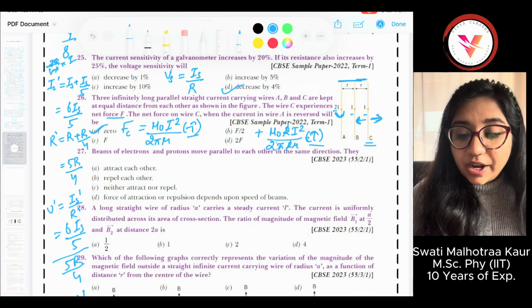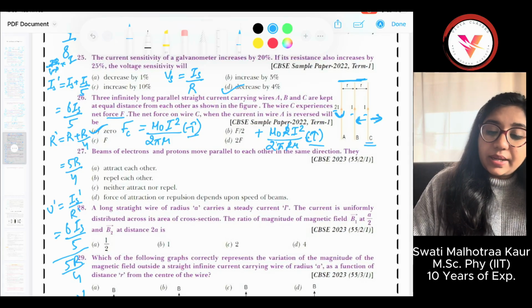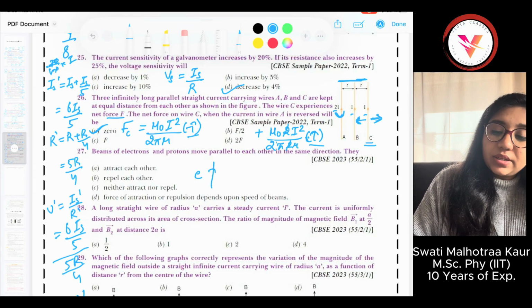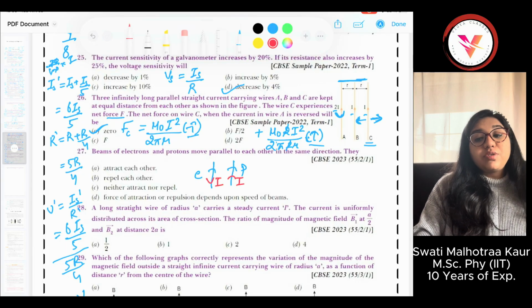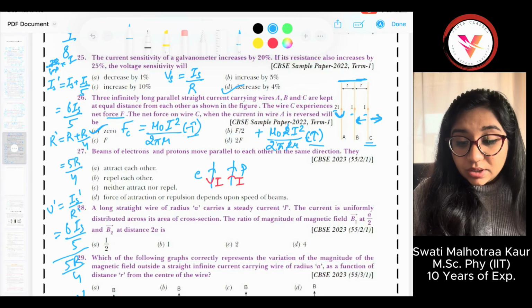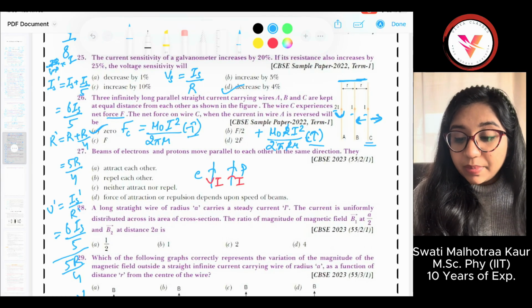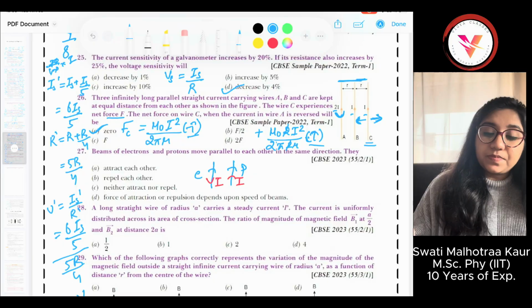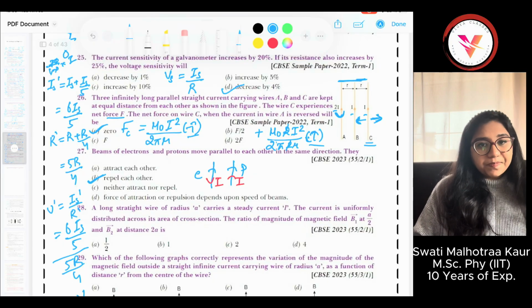Okay. A beam of electrons and protons move parallel to each other in the same direction. Electrons are moving this way, protons are moving this way. So the current is moving in this direction, I, and here the current is moving in this direction. So the currents are anti-parallel, they repel each other. They attract, they repel, neither, depends upon? No. They repel each other. Okay.